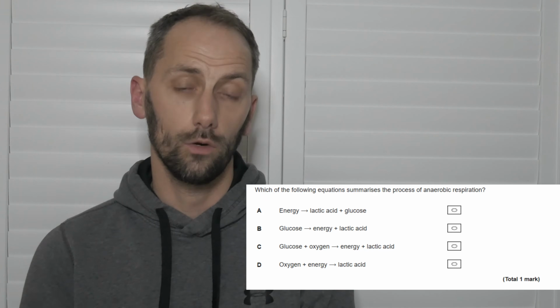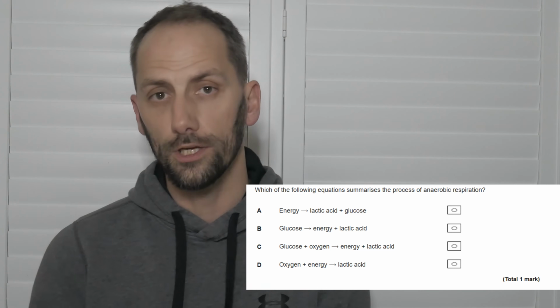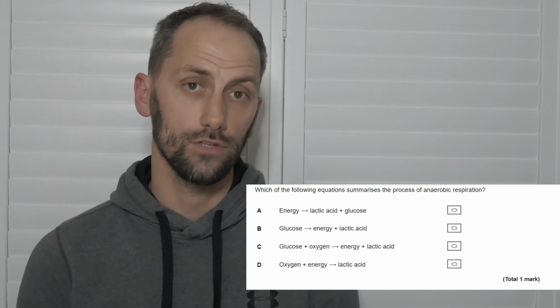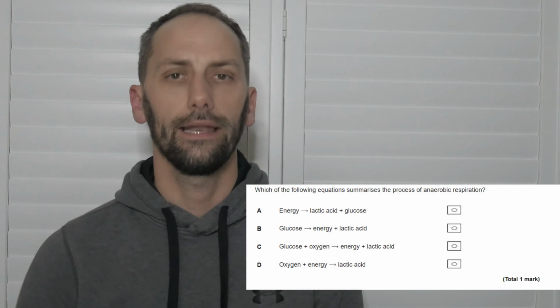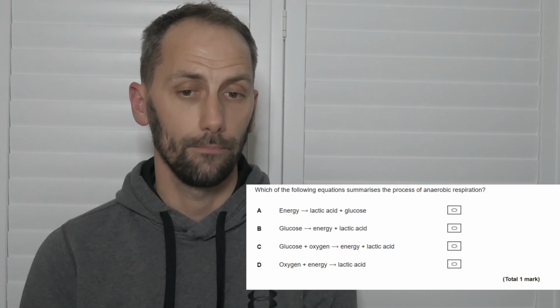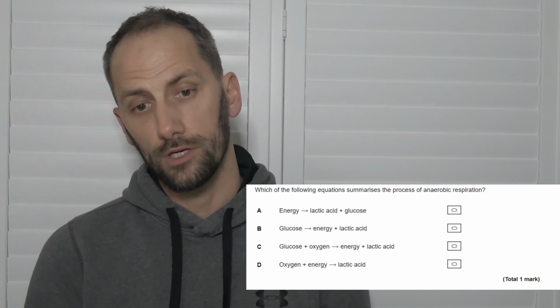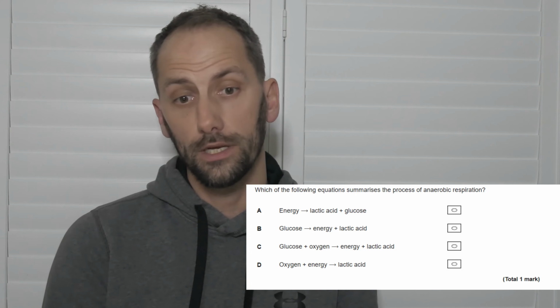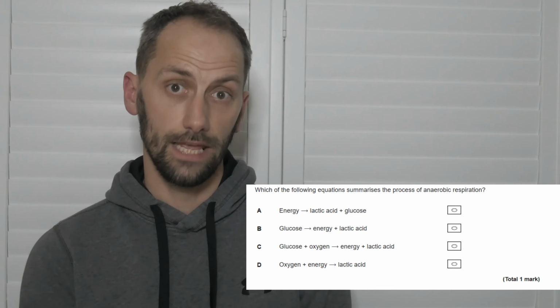Now, within the exam, you might see a really simple question like this one. This is just a 1-mark question because you also need to know the equations for aerobic respiration and anaerobic respiration. It's something you're probably going to need to know in biology as well. So when we look at aerobic respiration, it is glucose and oxygen together.